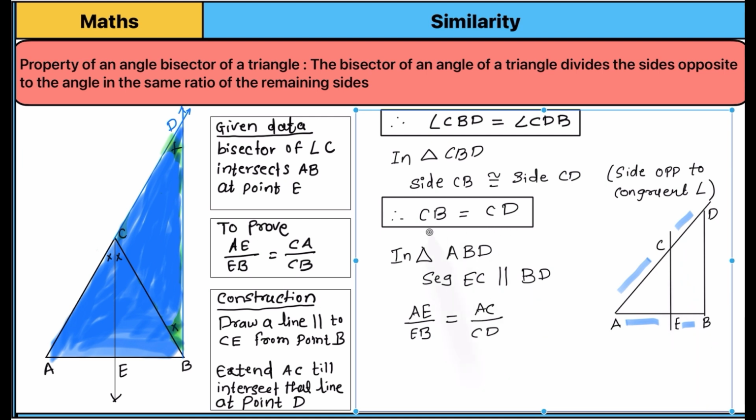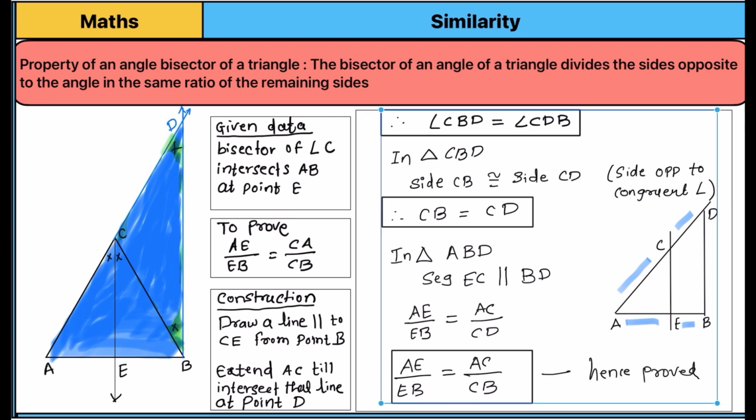But wait, just now we have proved CD is equal to CB, and here is the CD. We can replace this CD with CB, right? What we get is AE upon EB is equal to AC upon CB, which is nothing but what we were supposed to prove. AE upon EB is equal to CA upon CB. Hence proved.